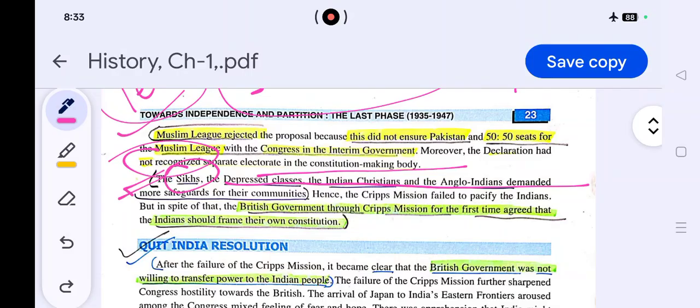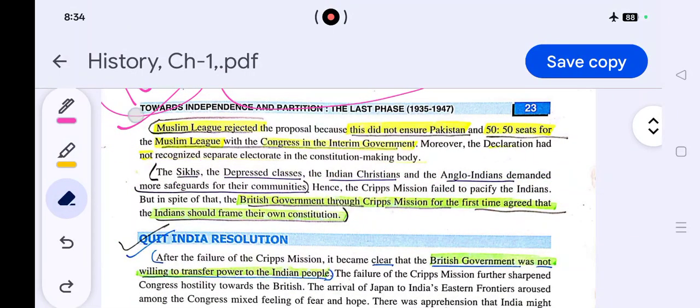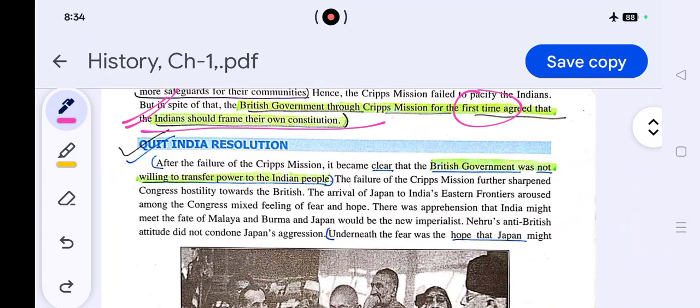So they also rejected the Cripps Mission. It failed to pacify the Indians. But in spite of that, the British government, through the Cripps Mission, for the first time agreed that Indians should frame their own constitution. Now we are all about finding light in the darkness, being optimistic even when everything around us is so pessimistic. In spite of all these bad points, that they will give you dominion status and not complete independence, the only good thing that happened was they agreed for the first time that Indians should be allowed to frame their own constitution.